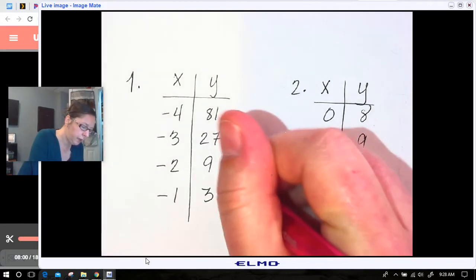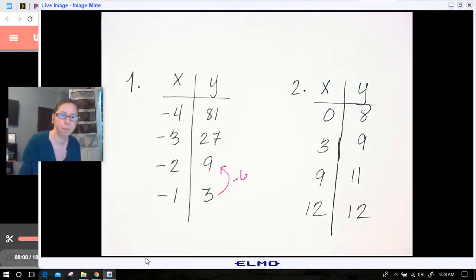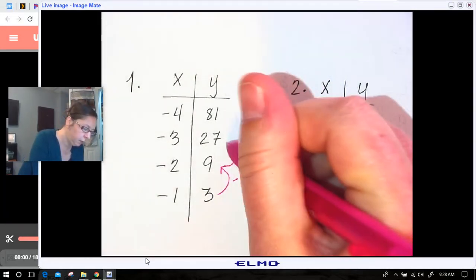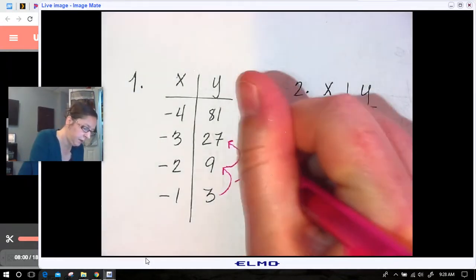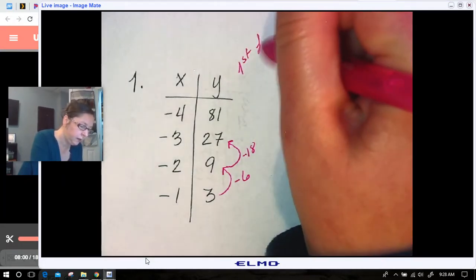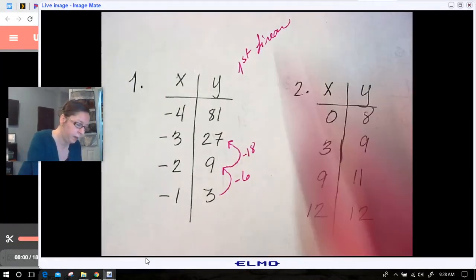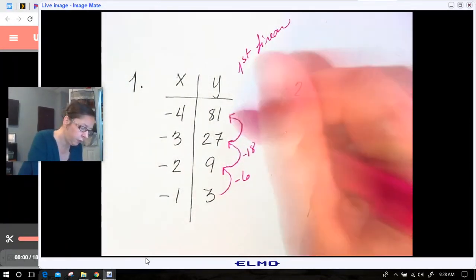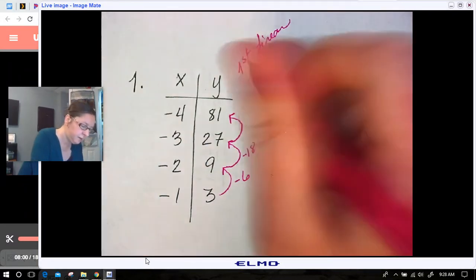So 3 minus 9 would be negative 6. 9 minus 27 is clearly not negative 6. It's negative 18. So the first difference is not linear. Let's go ahead and continue this. 27 minus 81, and I'm going to cheat here, is negative 54.